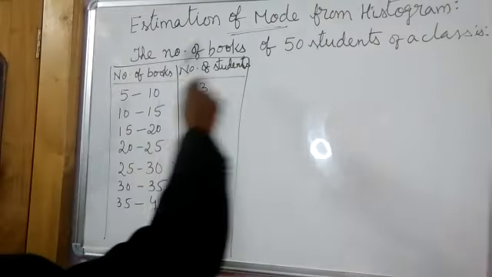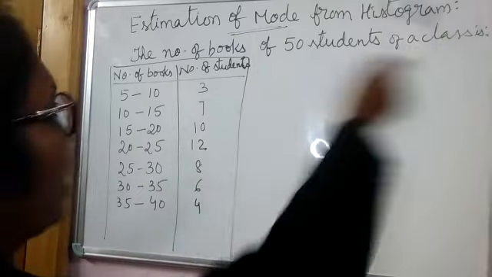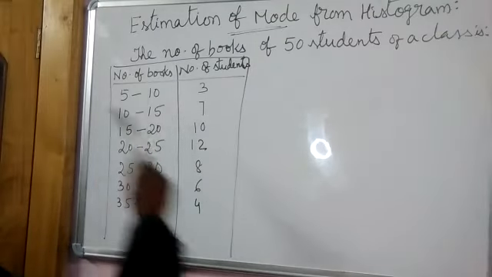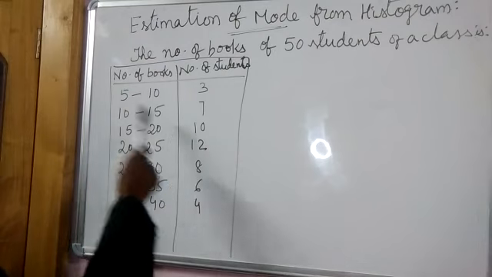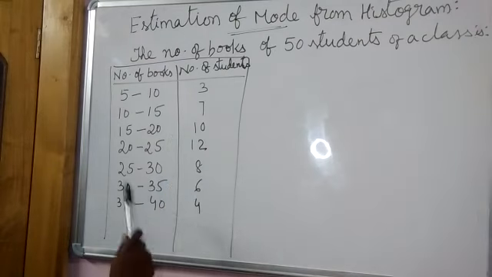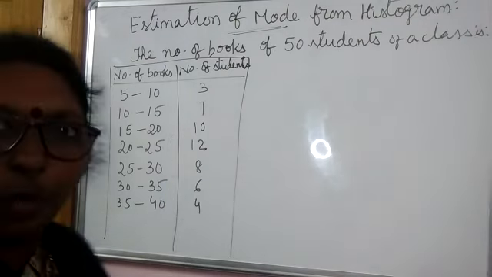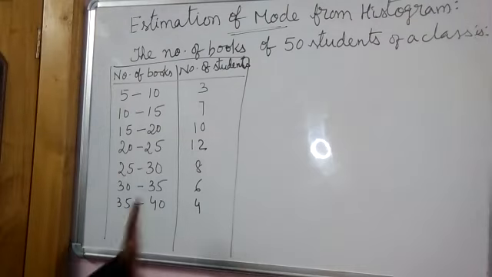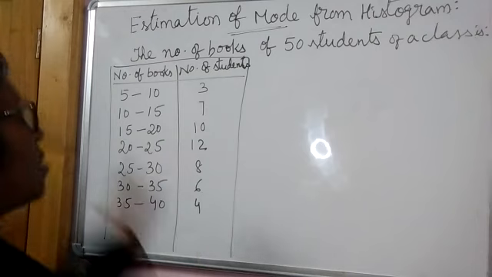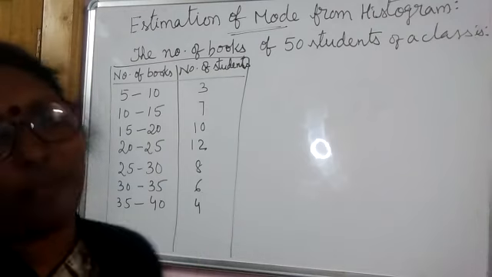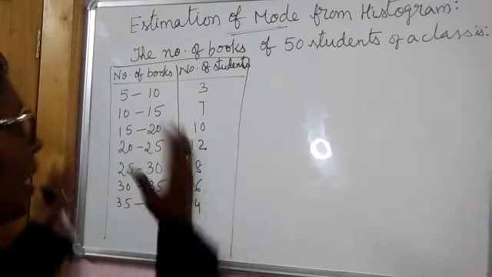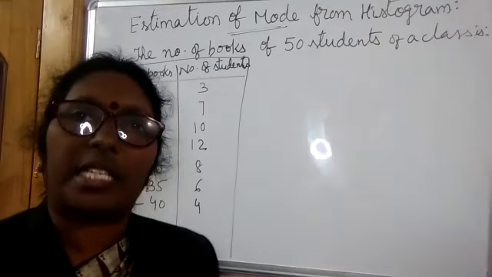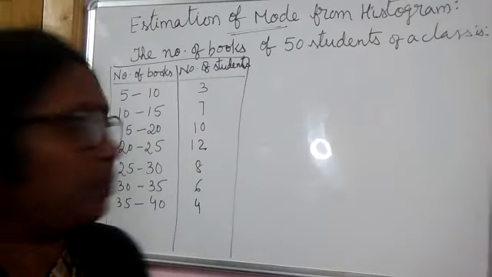Here, the number of books of 50 students of a class is given. 3 students have 5 to 10 books, 7 students have 10 to 15 books, and likewise, 4 students have 35 to 40 books. Here the given data is continuous, so no need to convert it. Already the given data is continuous. So from the given data, let us draw the histogram, and I will explain how to find the mode.